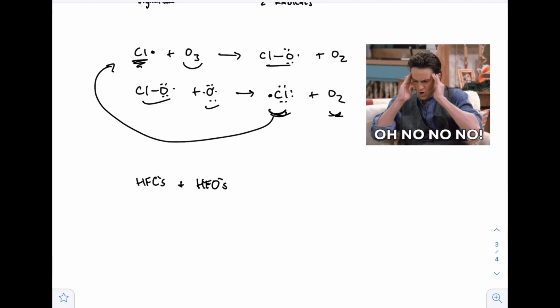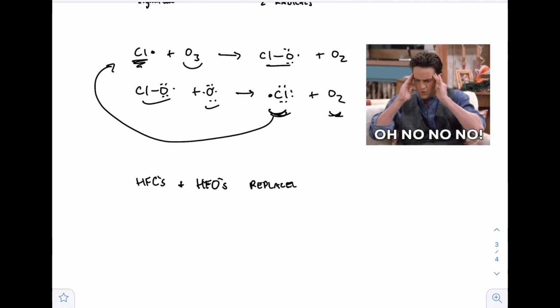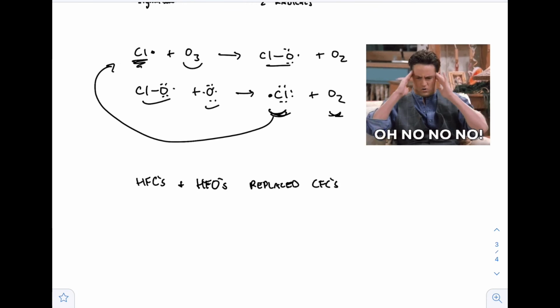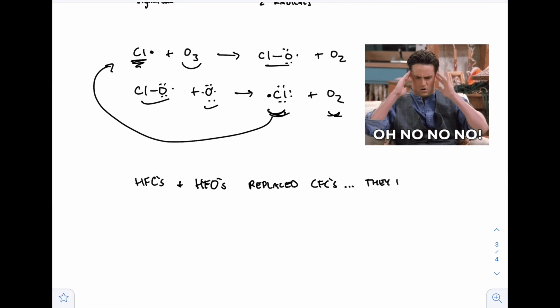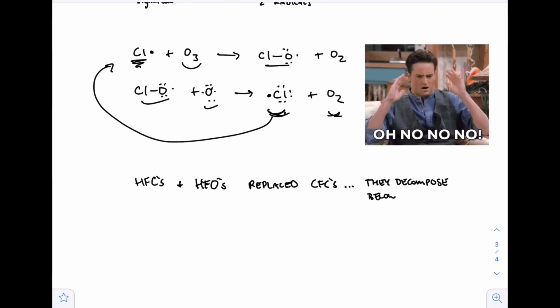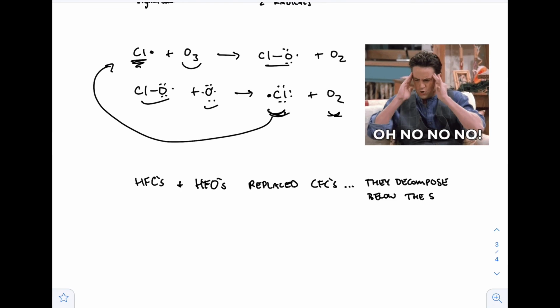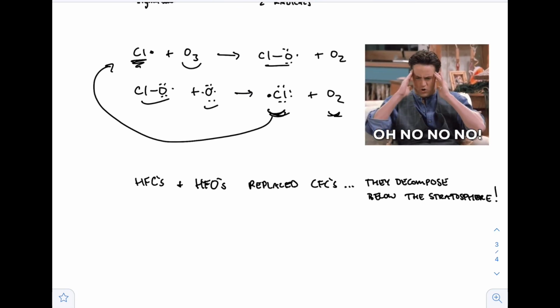So, as you can see, one chlorine atom can just wreak havoc on tons of ozone molecules, and that's not cool, because that's why it went away. It's still in the recovery process. So HFCs and HFOs are hydrofluorocarbons and hydrofluoroolefins. Olefins are basically just alkenes. And these alkenes and the hydrofluorocarbons decompose before they reach the stratosphere. So our ozone is protected.